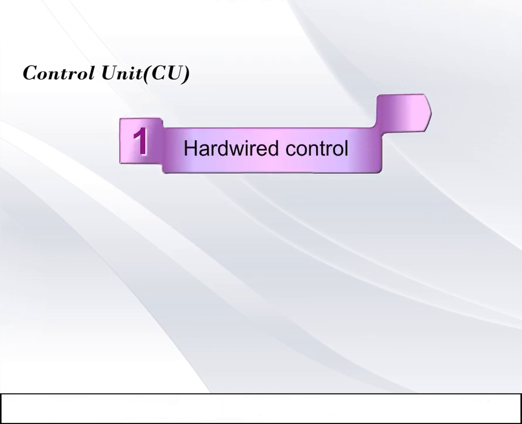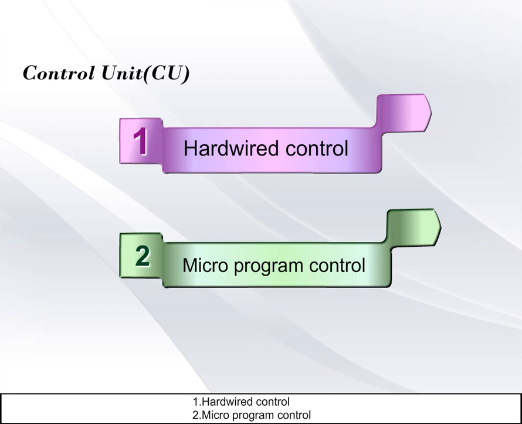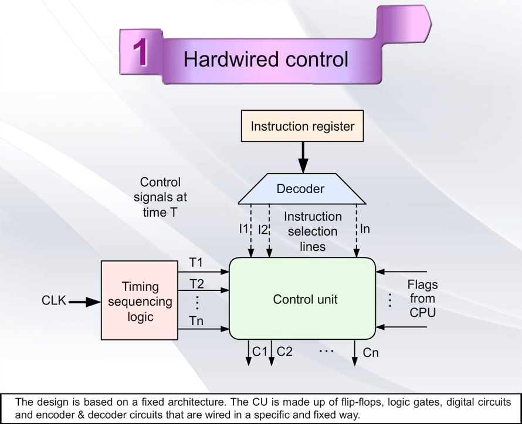Control unit is designed in two ways: hardwired control, microprogram control. Hardwired control. The design is based on a fixed architecture. The CU is made up of flip-flops, logic gates, digital circuits, and encoder and decoder circuits that are wired in a specific and fixed way.